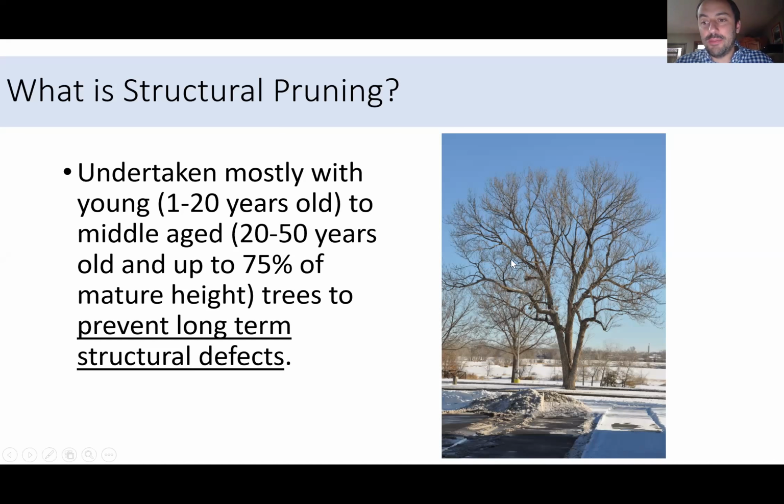So this ash tree in the picture here has really poor structure. It has three large stems, very low down. It's gonna be at a higher risk of failure. Obviously it's made it a long time and it hasn't failed, but it's all about risk, right? So the risk that it fails is higher than a tree with good structure. And we can't do anything about that at this point. So structural pruning is something that would have been done early in this tree's life to prevent it having that sort of structure.